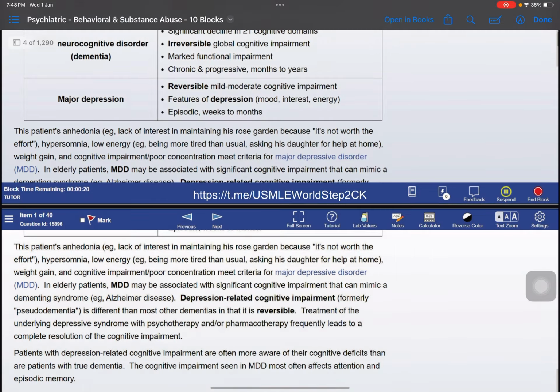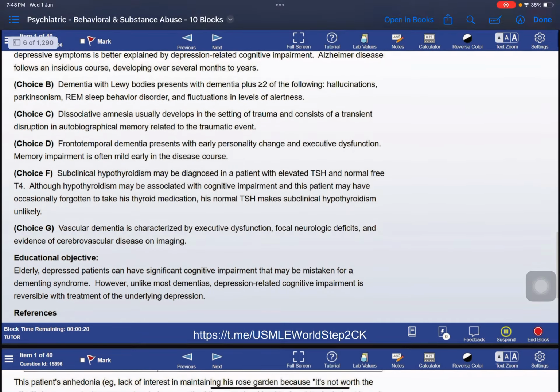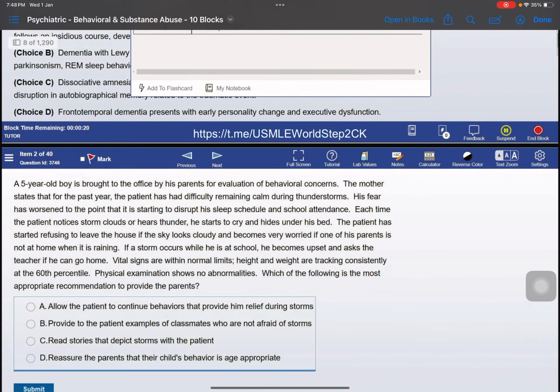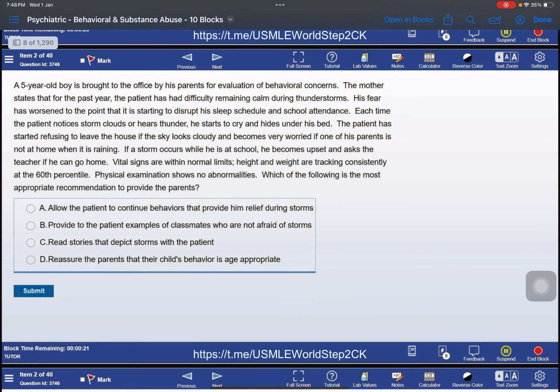So that's how you will complete your objectives. Make sure you at least complete one block. And in depression you will give psychotherapy and antidepressant medication, right? So that's how you're going to complete the questions.